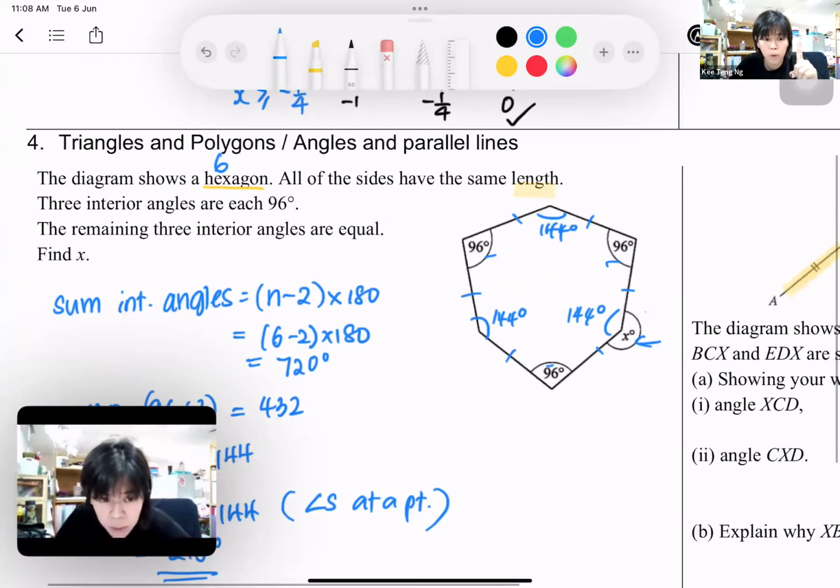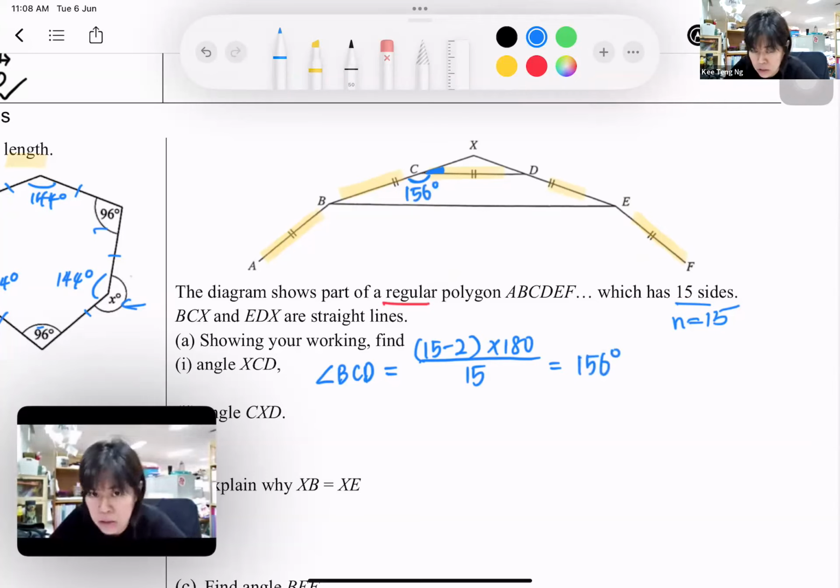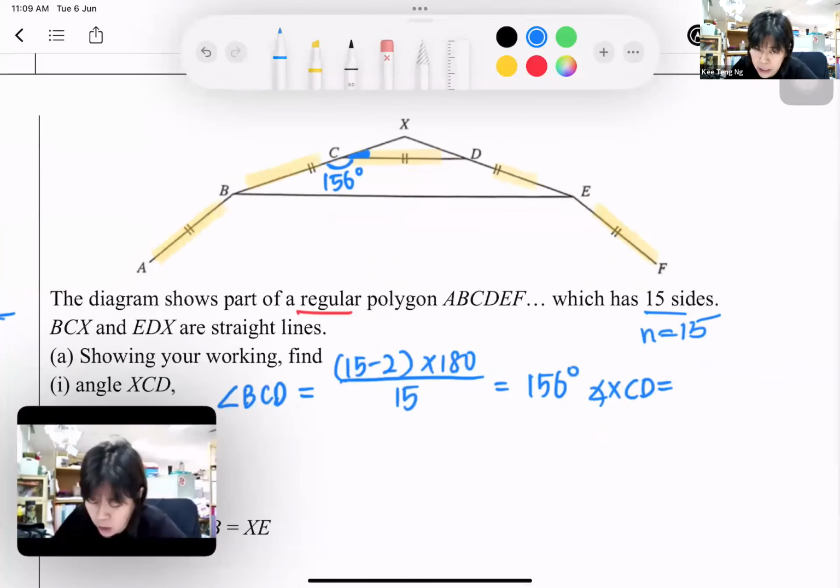So my n now is 15, so it'll be 15 minus 2 times 180, and you divide it by the number of sides, 15. My answer is 156 degrees. This angle is 156. This one has no reasoning. But what is the reasoning to find angle XCD? Well, how do you find the angle at C? Come on, tell me. Anyone?